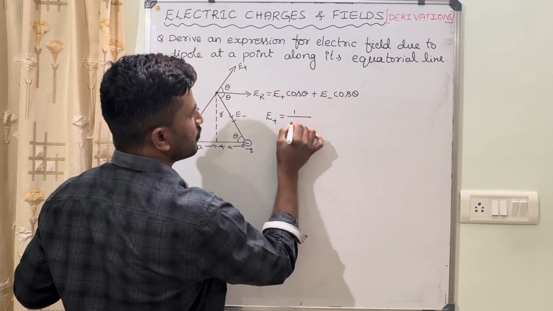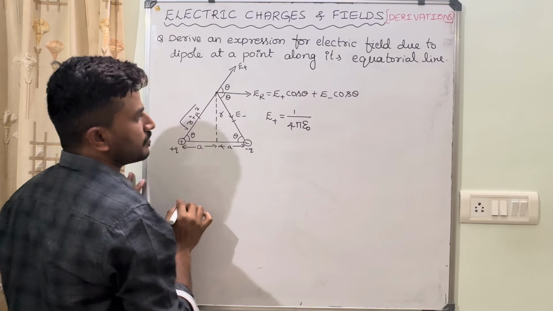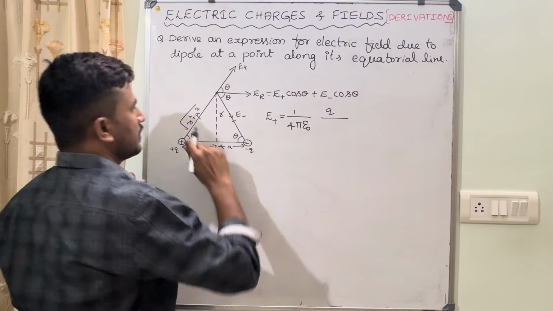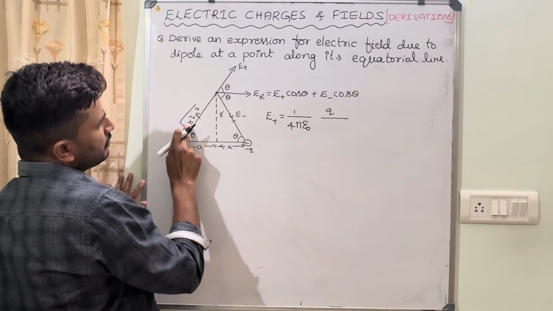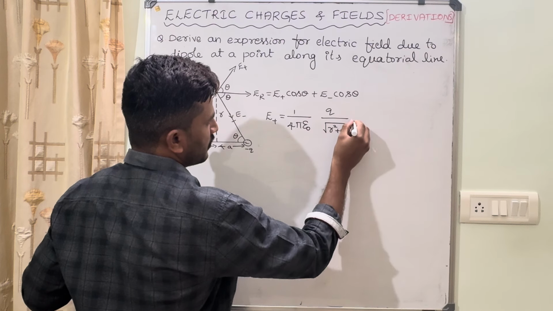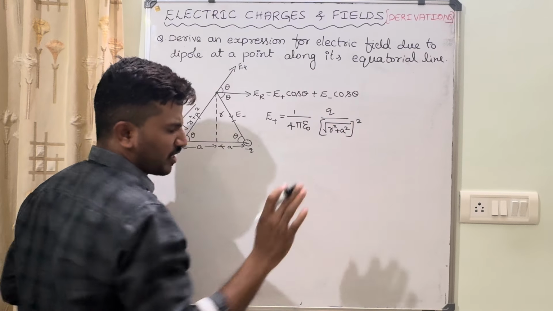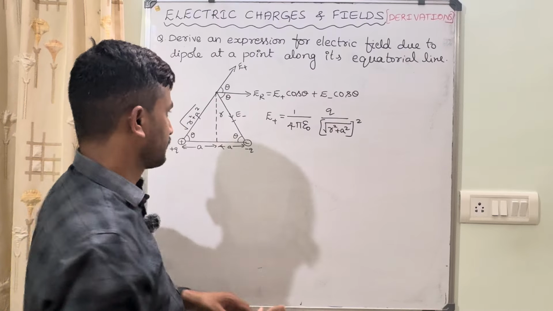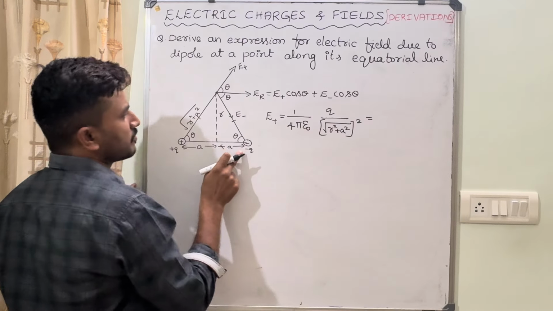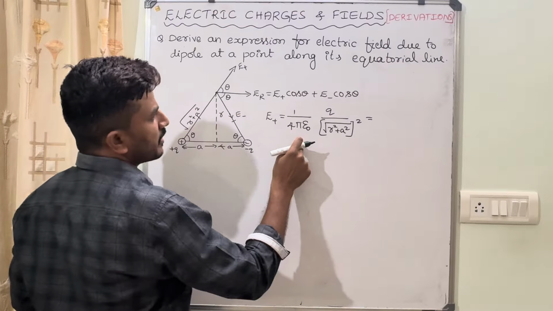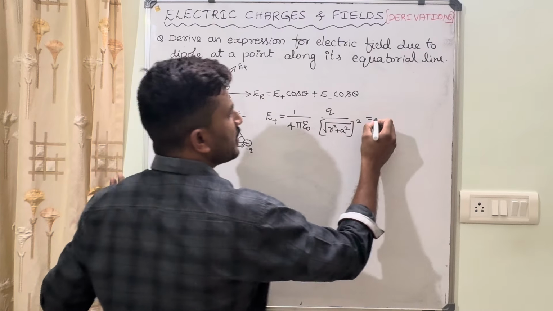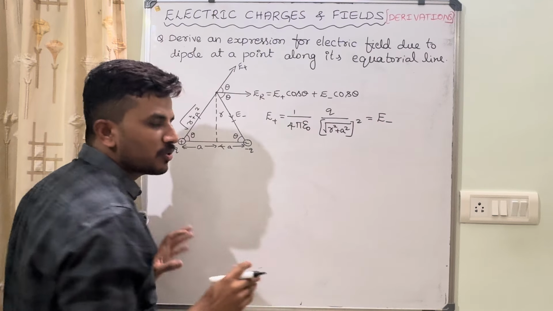1 over 4 pi epsilon naught, q plus q divided by this distance square, that is r under the root r square plus a square whole square, whatever the distance, square of it. So next we have E minus. E minus also will get the same. 1 by 4 pi epsilon naught, just take the magnitude q divided by this distance square. So E minus is also same. E plus is equal to E minus here.